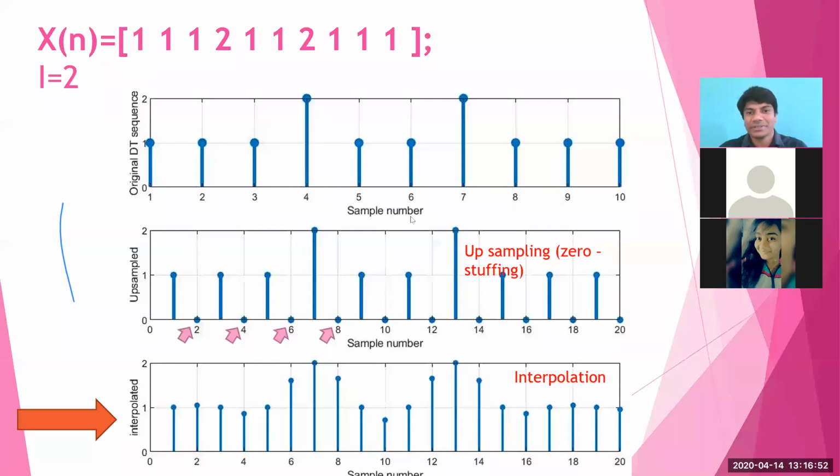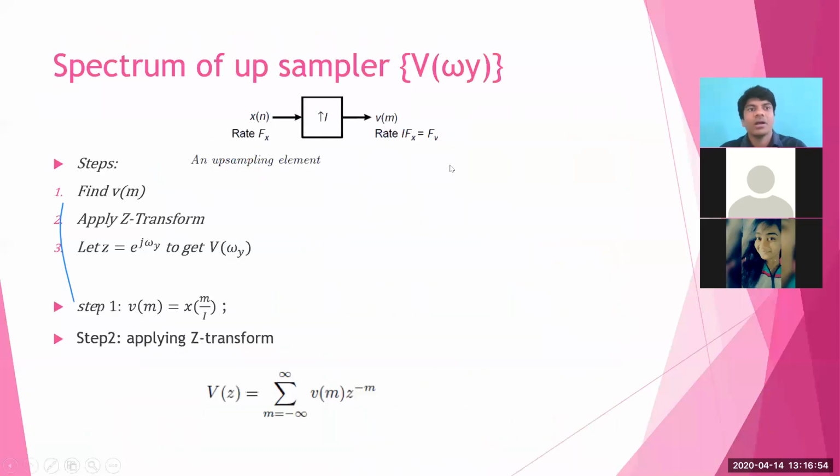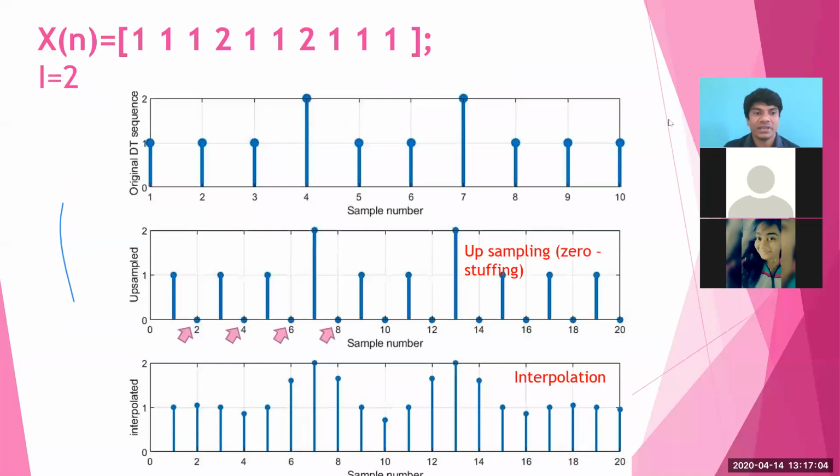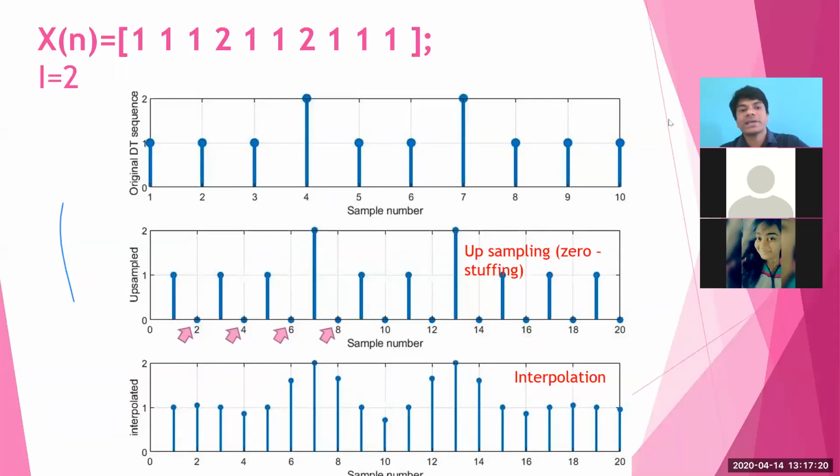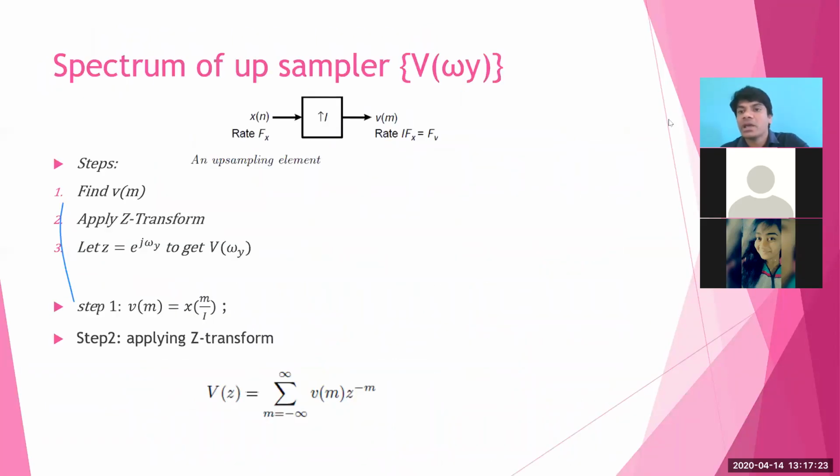Okay, next, this is very important. So far what we have done is the time domain analysis. Once again, this expression is about time domain analysis of the upsampler. But now we are moving from time domain to frequency domain. So now we will see what exactly happens in frequency domain when you upsample a sequence.